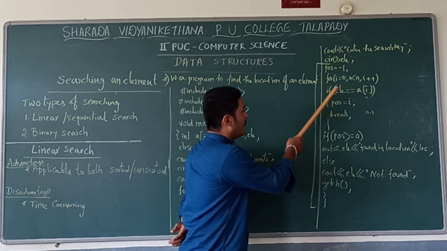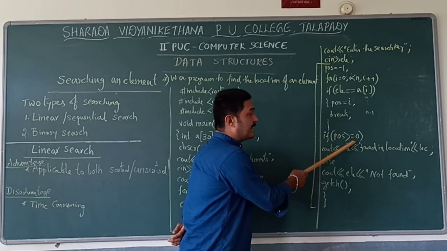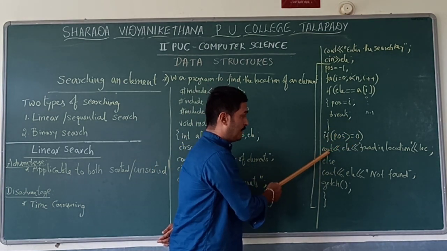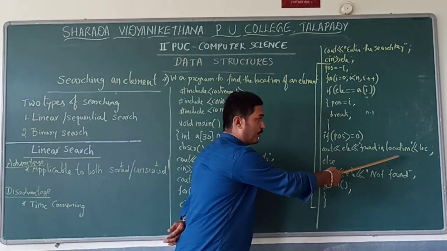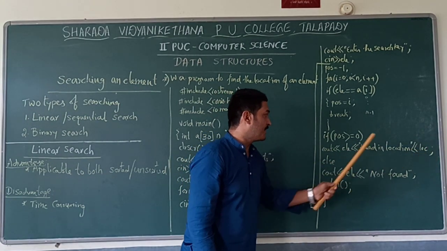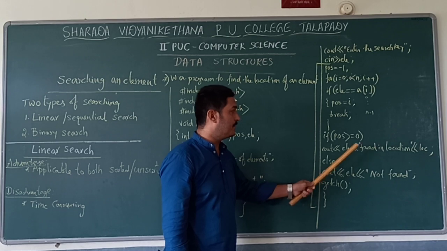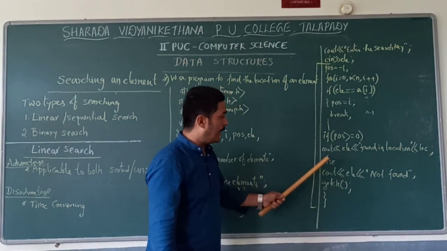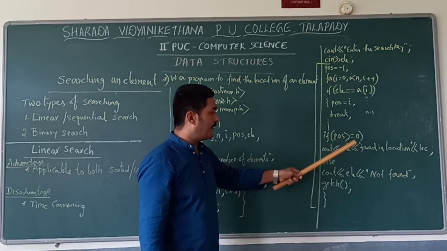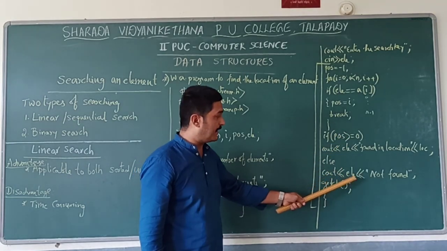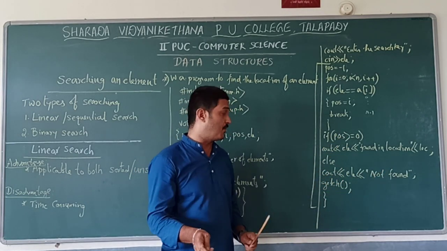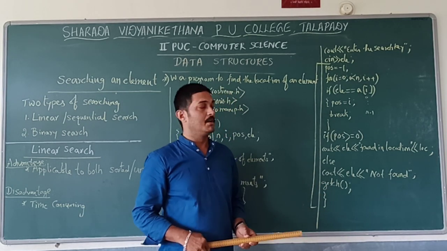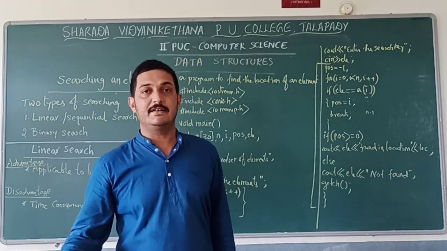So here, if position is greater than or equal to 0, cout "element found in location LOC". For example, 5 found in the fourth location. Else, if it is not true, it will display "element is not found". Next, get ch and close the curly parenthesis. Okay, these are about the linear search technique.